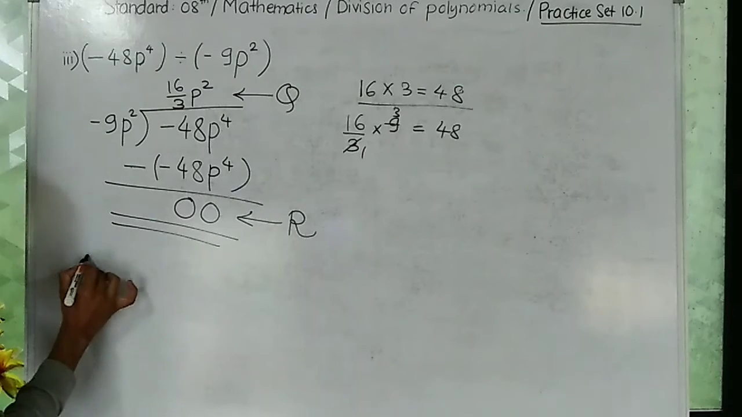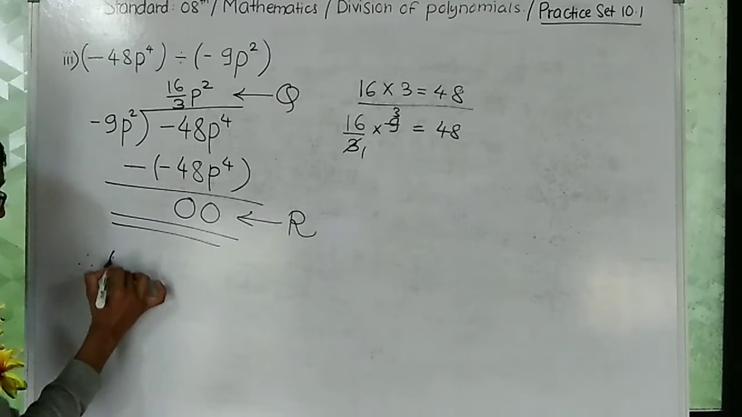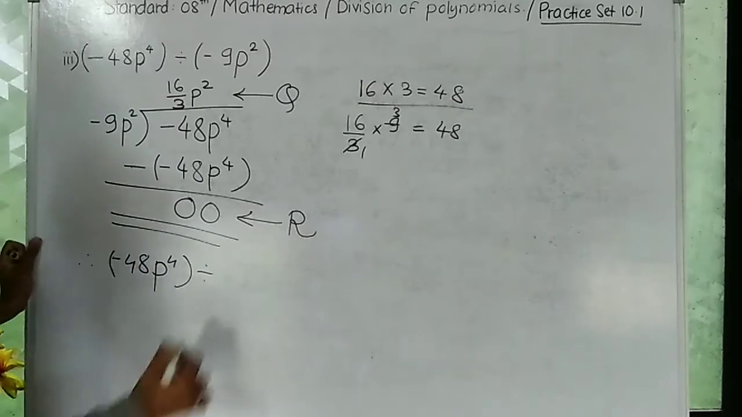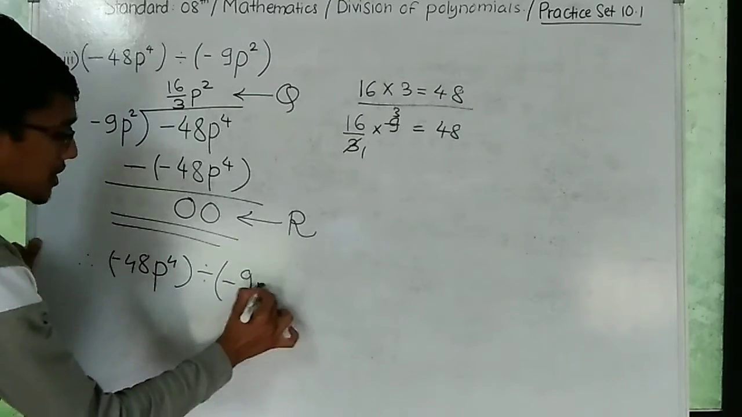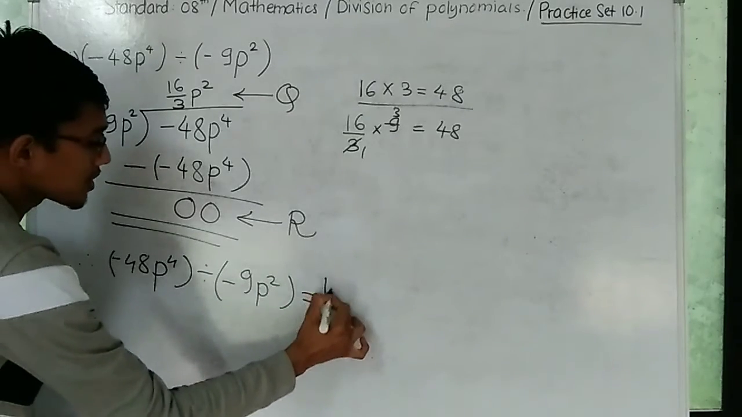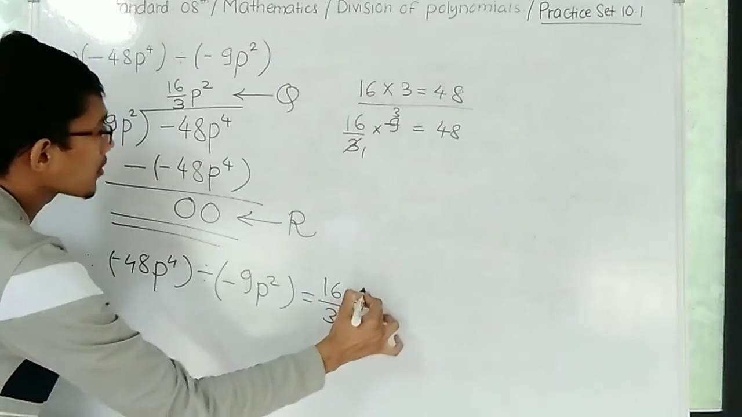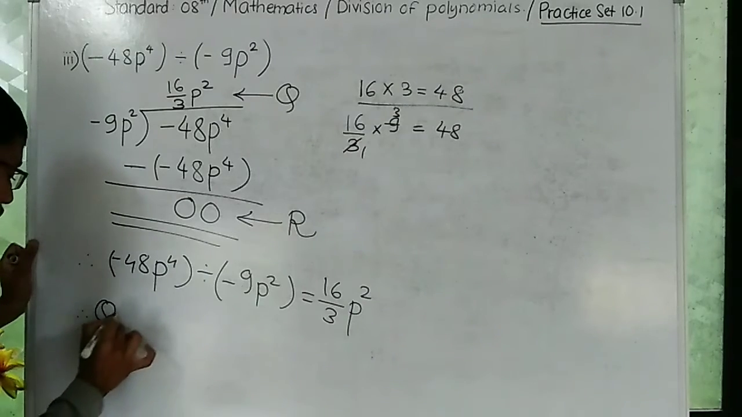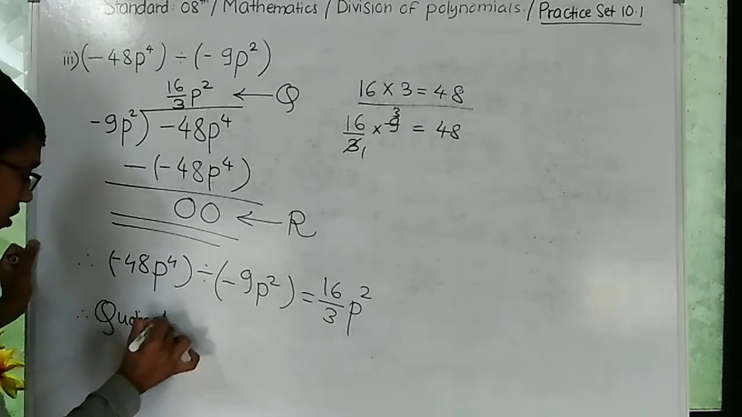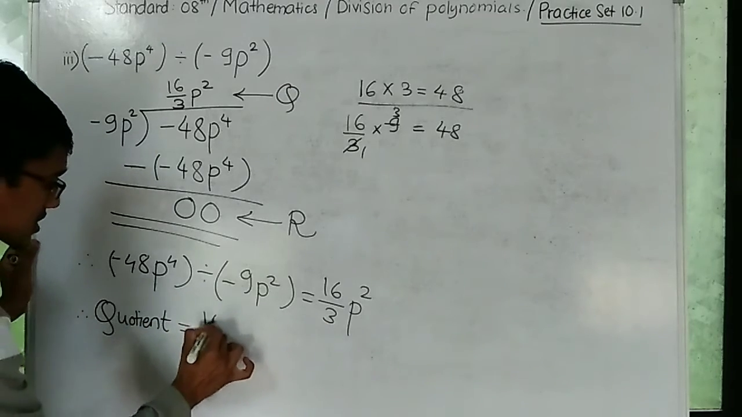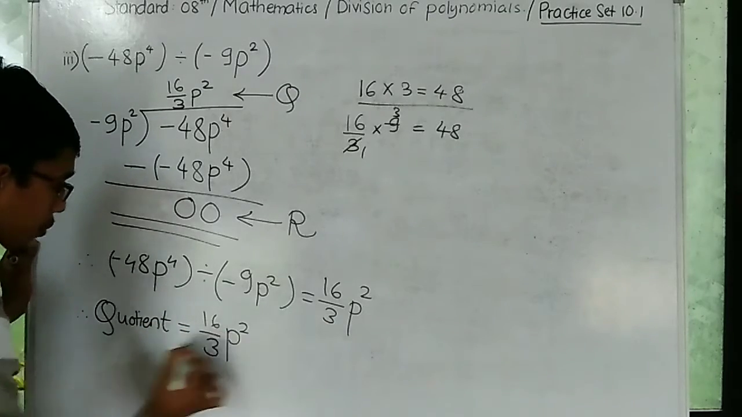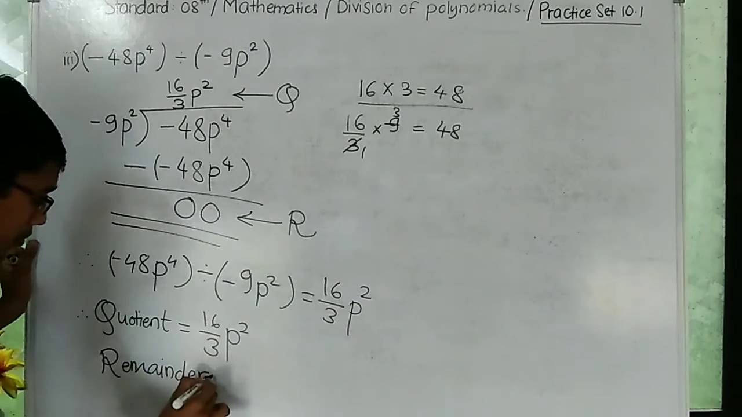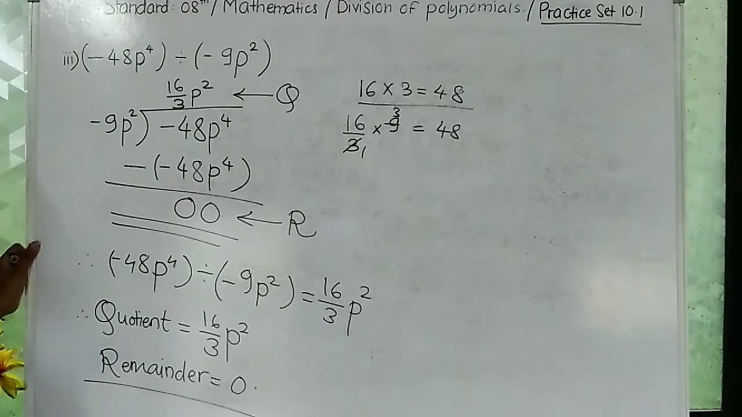Okay, so at the end we can write minus 48p raised to 4 divided by minus 9p square is equal to 16 by 3 p square. Okay, and at the end we have to write the quotient. Quotient is 16 upon 3 p square and the remainder is 0. Okay, so this is the required answer.